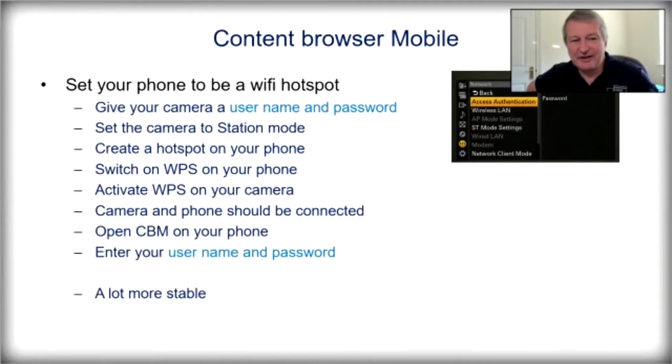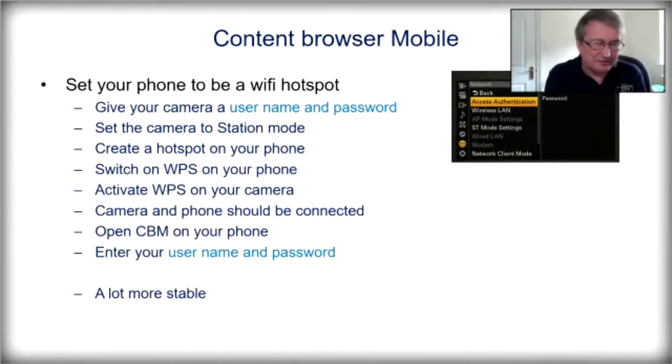And as we said yesterday, there are 2 different ways of connecting: station mode and access point mode. I did mention yesterday that the access point mode is slightly less reliable, but if you're not in a Wi-Fi covered area, it's kind of your only option. So that's the way I'm going to connect the camera for now, just to demonstrate the Content Browser mobile. With a bit of luck, what could possibly go wrong here?